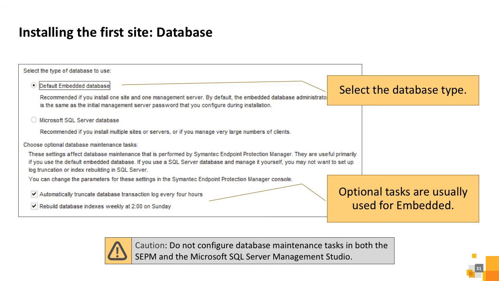For the embedded database, you enable optional database maintenance tasks. Truncates the transaction log. The transaction log records almost every change that takes place within the database. The management server removes unused data from the transaction log. Rebuilds the index. The management server defragments the database table indexes to improve the time it takes to sort and search the database. For MS SQL databases, if you are running database tasks using Microsoft software, do not run the SEPM database maintenance tasks. Database maintenance is covered in the Benefiting from a SEPM Disaster Recovery Plan lesson.